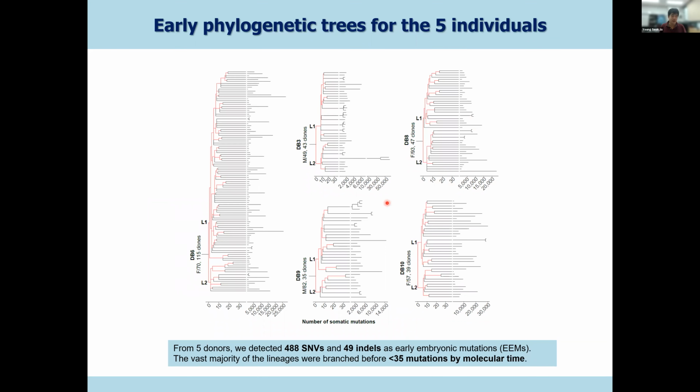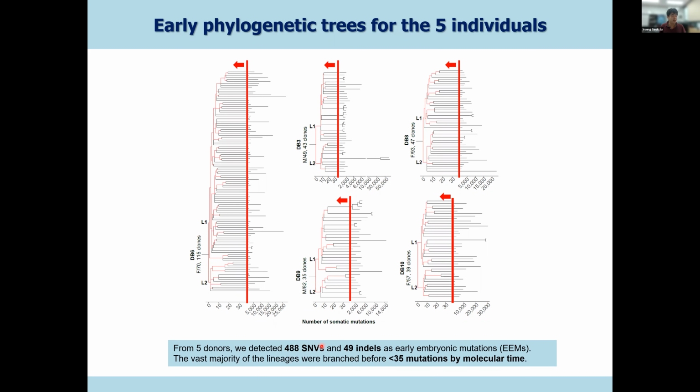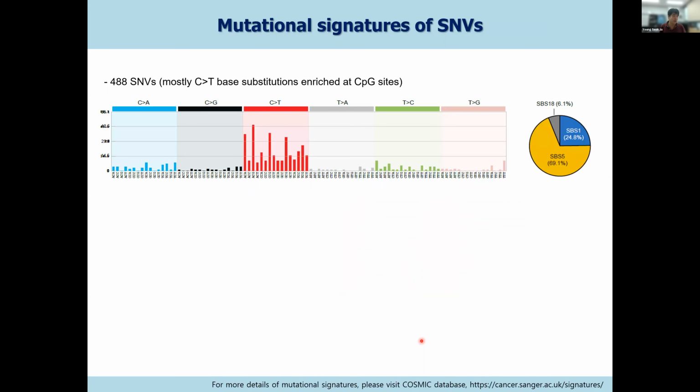So from around 100 clone whole genome sequencing, we could construct these early embryonic phylogenies. From the 5 donors, we detected overall 480 base substitutions and 49 indels as early embryonic mutations. Those are one of the largest mutation sets accumulating in early human embryogenesis.